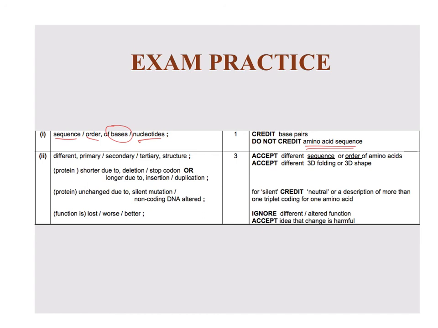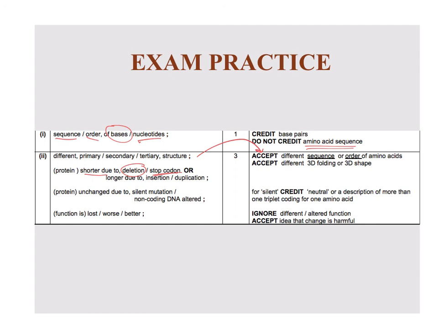The final question was looking at the possible effects of mutation on the structure and function of a protein. So the first marks are pretty standard, that you get a different primary, secondary, or tertiary structure. You could have also said for this one that you get a different sequence or order of amino acids as well. And then it asked you about the effects. So you could have said that the protein becomes shorter due to deletion or a stop codon. So you could have said it's truncated. You could have said that it's also longer due to insertion. So maybe we've added in some bases, maybe we've added in a few nucleotides.